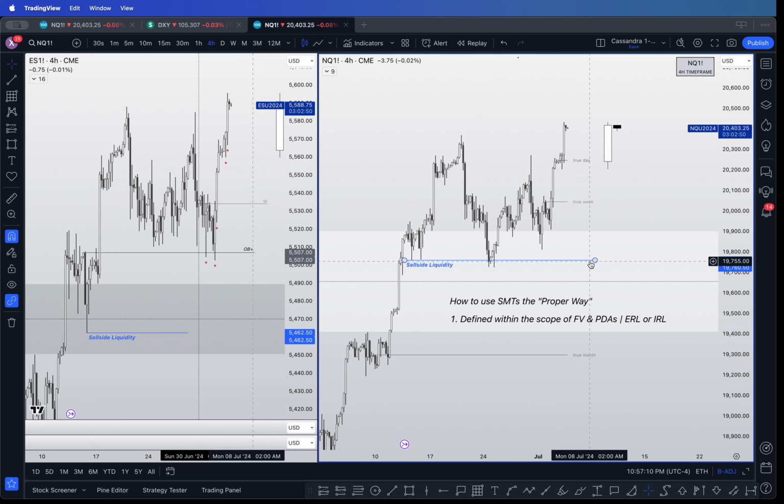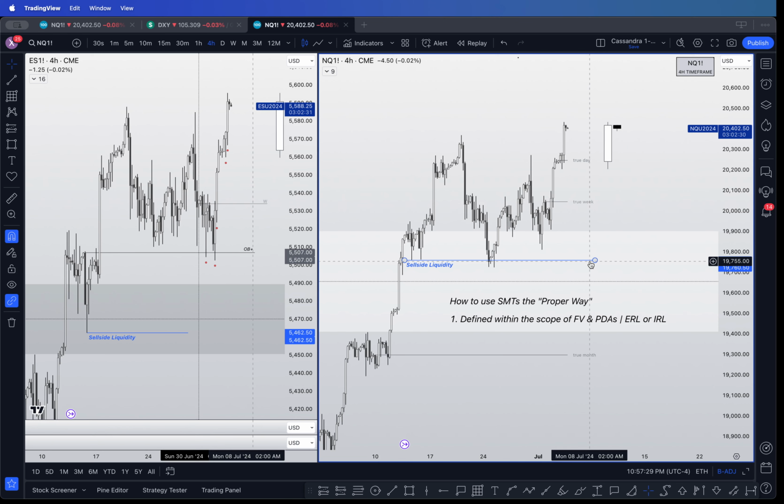I used it for an entry technique. I used it for a bias tool. I used it to say, I want to long the index that makes the higher low when I started, because that's what ICT said. And I genuinely don't believe that's the complexity or the understanding you need to have of SMTs. I think there's so much more complexity to SMTs that is completely overlooked.